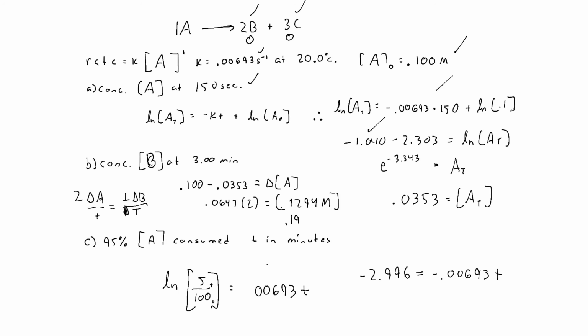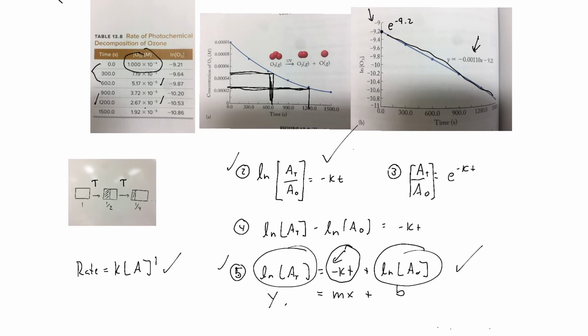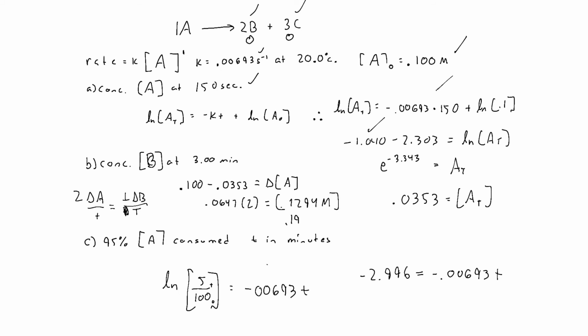And that's equal to negative 0.00693 t, and again, that's this equation right here. Now, if I do that, I can take the natural log of 0.05, and I get negative 2.996, and that's equal to that. Then the negatives will cancel each other out, so I divide by 0.00693, and I get 432 or so seconds.